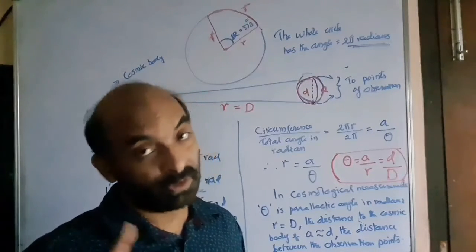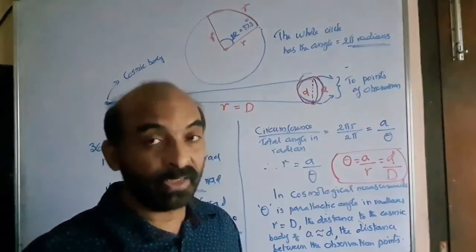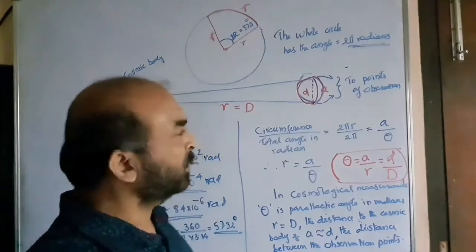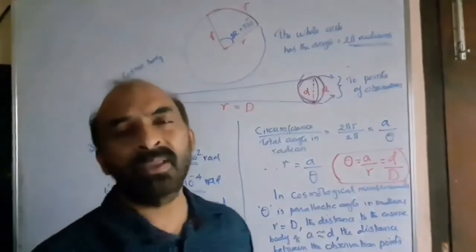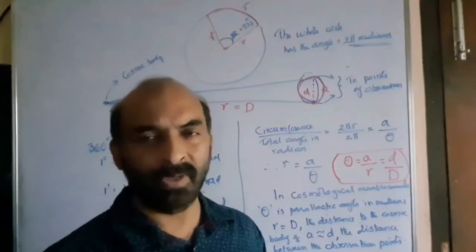Okay, to far distant stars, etc. Even then, there is a restriction. See, when this angle is extremely small, there can be error in the calculation also. That we have to remember. Okay.